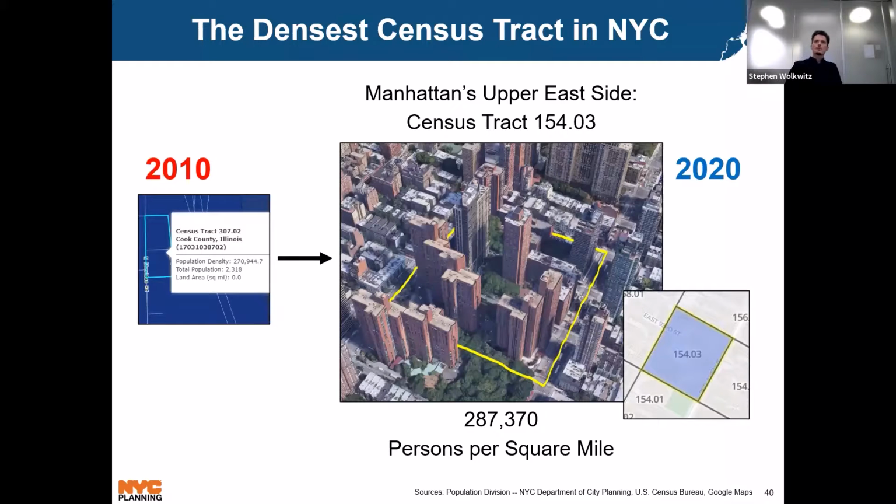Now, I also wanted to highlight the densest census tract in New York City, which I believe has now taken the title of densest census tract in the United States, back from Chicago, which had taken it in 2010. There's kind of an anomalous census tract in Chicago that only contains one or two high-rise buildings that had an incredibly high population density. But then on the Upper East Side, we had another residential high-rise constructed in this census tract, which put it over the edge with 287,000 persons per square mile. So I believe that is the densest census tract in the country now.